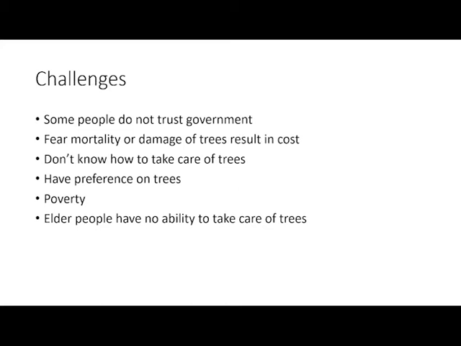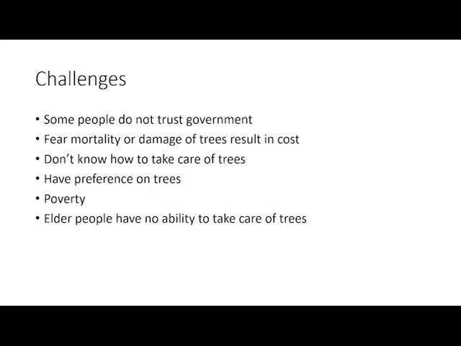Klaus told us the major reason for people not to accept the street trees is that they don't trust the government. They fear in the cases they damage the street trees, or in the cases they don't know how to take care of the street trees, the government will charge them money. Moreover, even some people who want to accept the street trees in their yard may have a preference on street trees, so they tend not to accept the street trees from government.